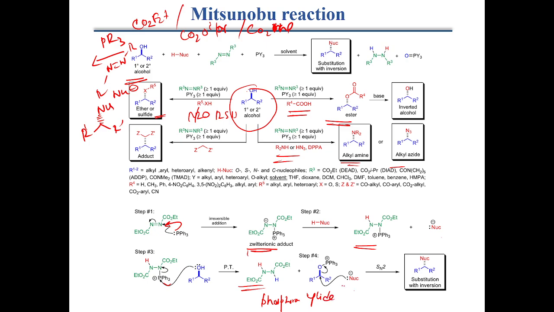So now this nucleophile reacts here and phosphine oxide will be liberated. So this will give inversion of stereochemistry. If it is on the beta face, the attack should happen from the alpha face. That's why we are getting this inversion of stereochemistry. So this is a very important reaction, the Mitsunobu reaction.